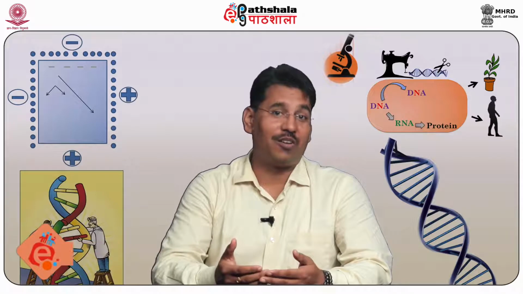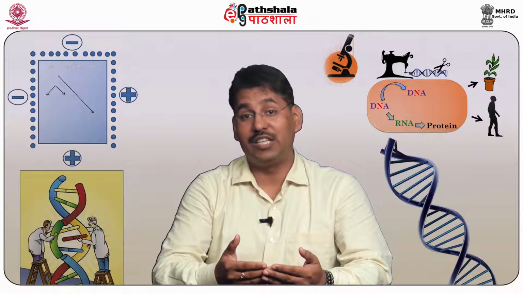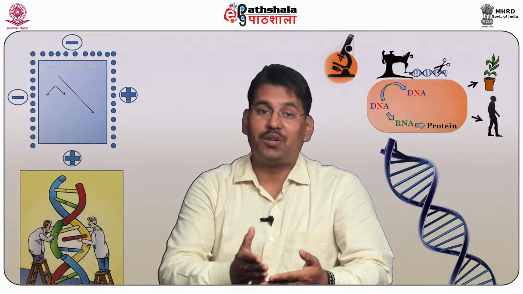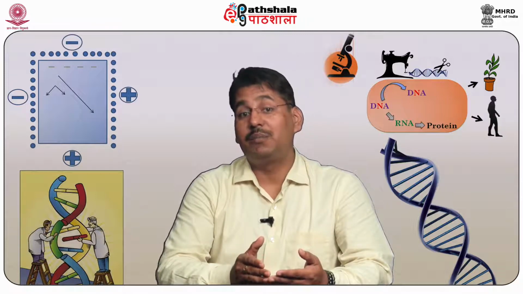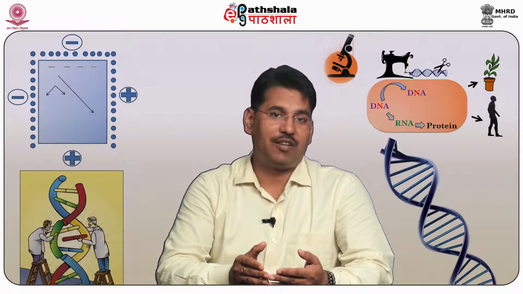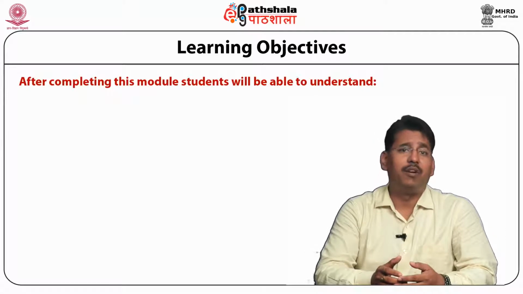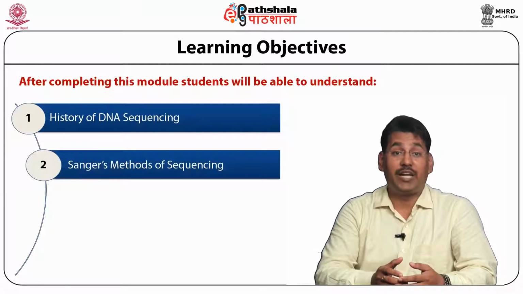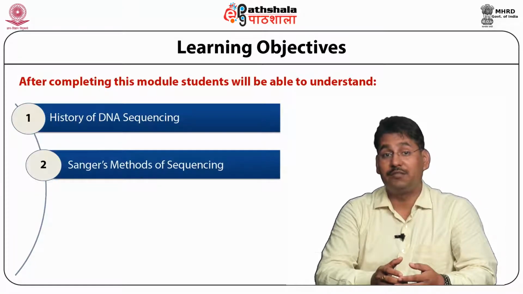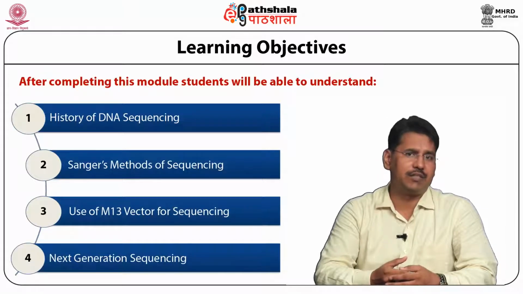Today we are going to talk, in this module, on Sanger's dideoxy chain termination method by use of M13 based single stranded DNA vectors to cycle sequencing, under the paper genetic engineering and recombinant DNA technology. After completing this module, you should be able to understand the history of DNA sequencing, Sanger's dideoxy method of DNA sequencing, use of M13 vectors for sequencing, and various advanced techniques of next generation sequencing.